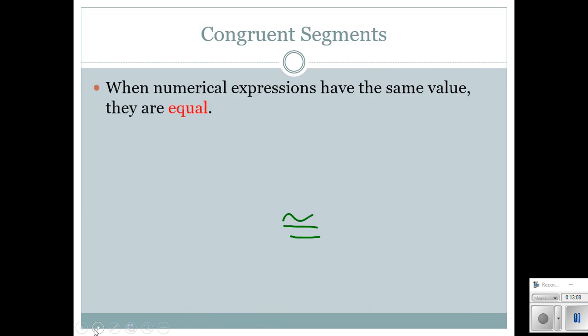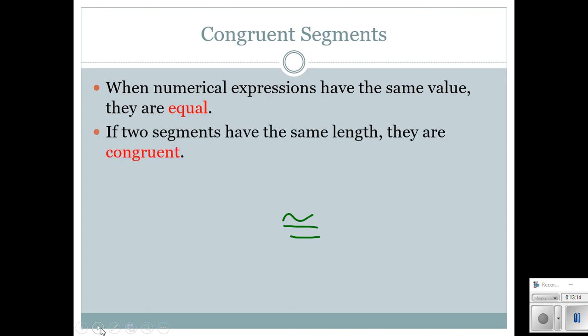Now we have congruent segments. Congruent means same. So when numerical expressions have the same value, they're equal, right? If two segments have the same length, they are congruent. Numbers are equal, but objects are congruent.